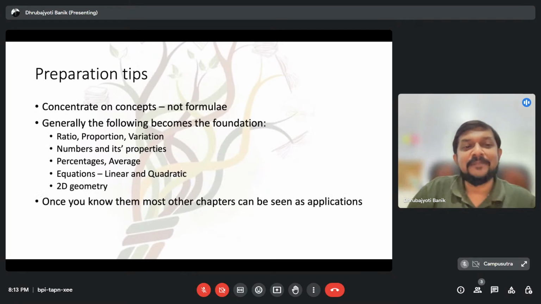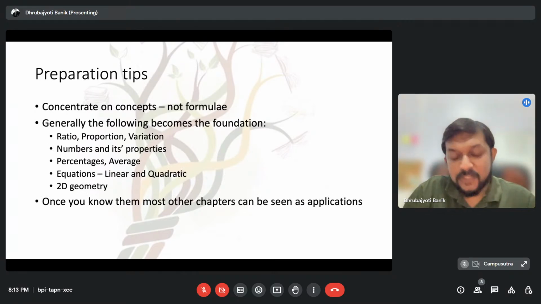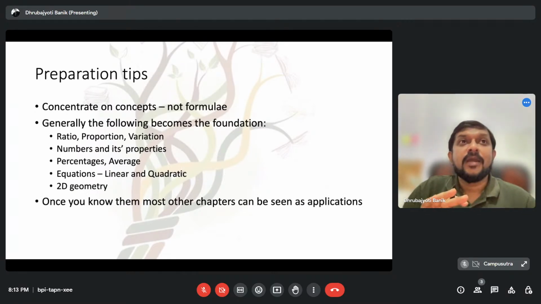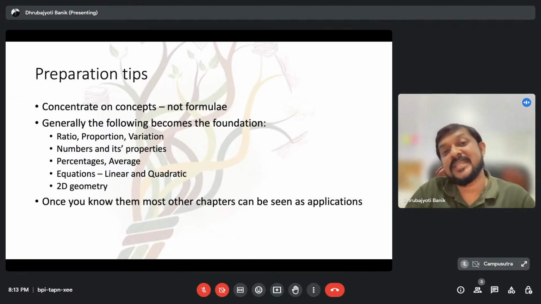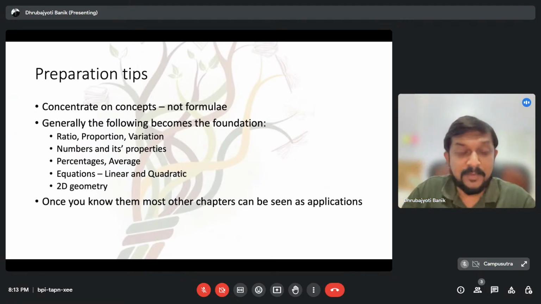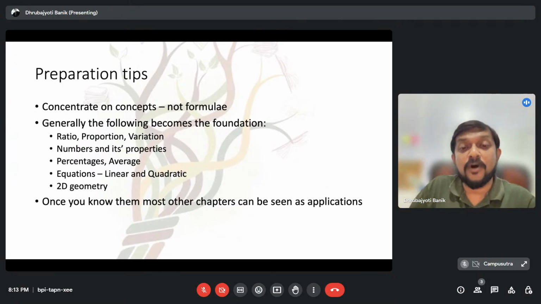Okay, let's talk about the quant section first. Now in this quant section, unlike LRDI, obviously there are concepts, but then the practice becomes much more important. Here, concentrate on the concepts. Okay, a lot of people concentrate on formulas.